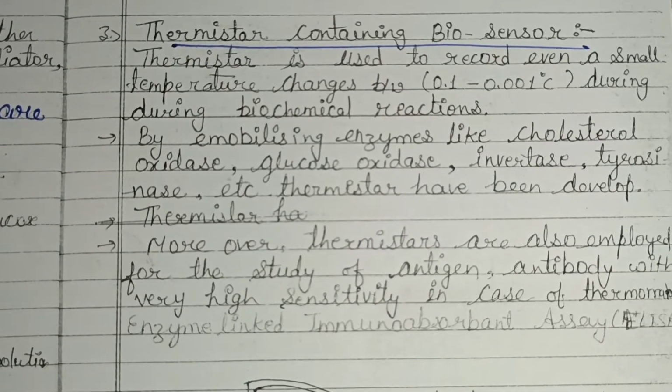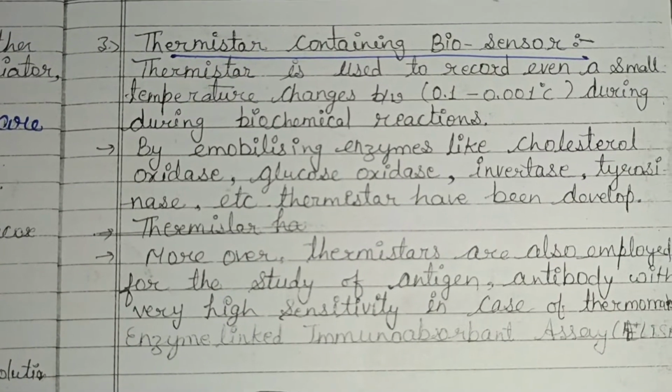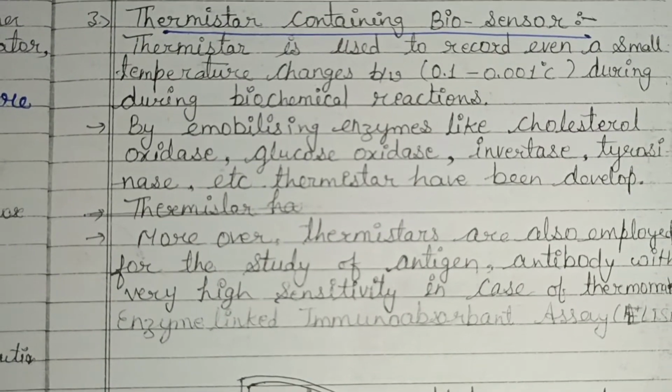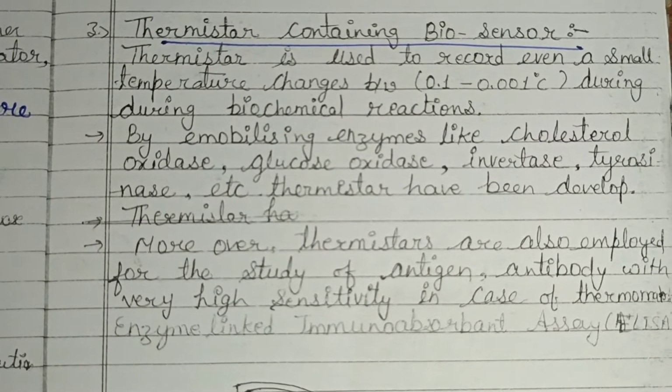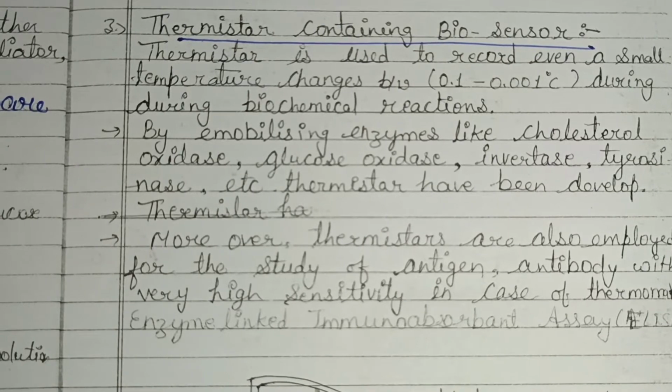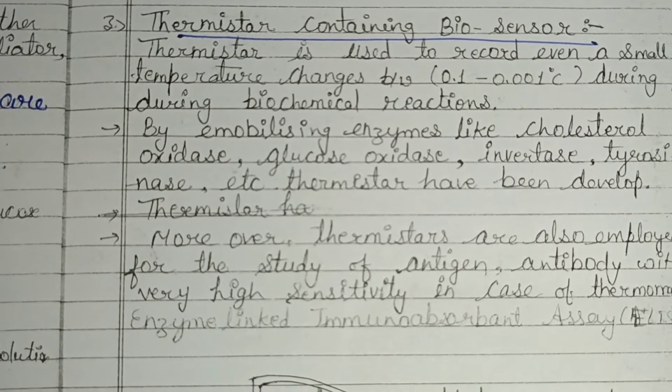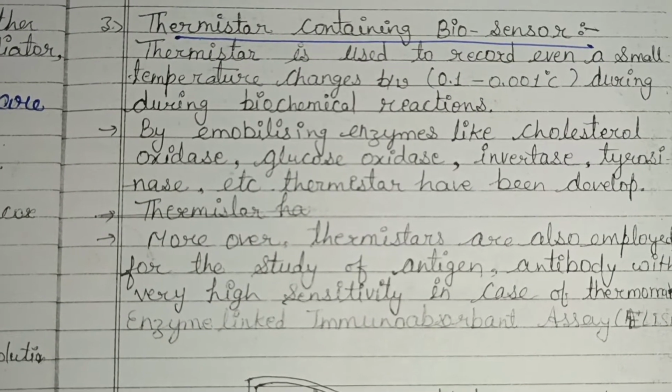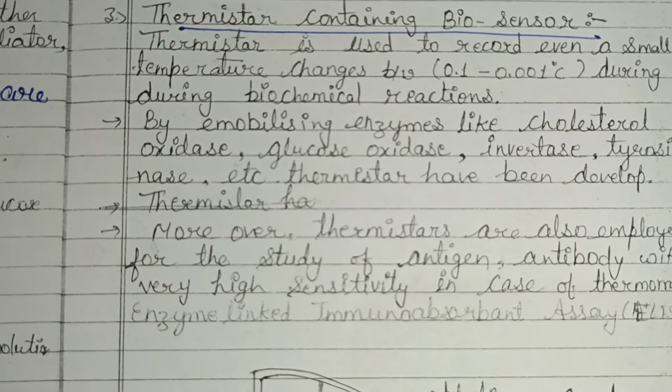Now again is the thermistor containing biosensor. A thermistor is used to record even small temperature changes, that is between 0.1 to 0.001 degrees Celsius, during the biochemical reaction.